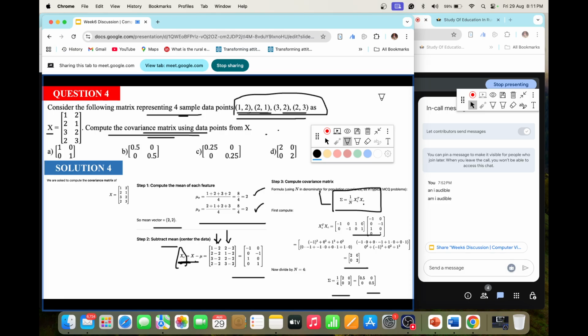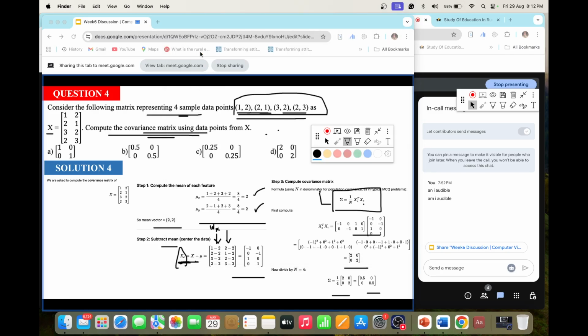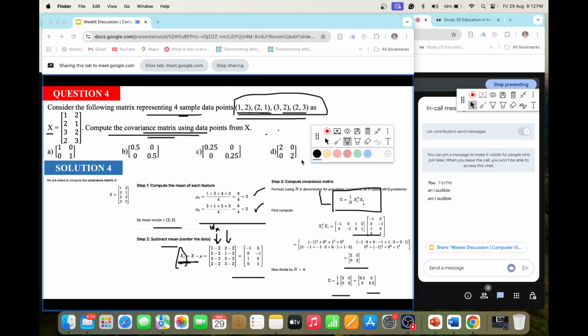So let me again remind you the steps. First you calculate mu x, you calculate mu y, and then you center the data. How do you center the data? You do x minus mu. This mu is a combination of mu x and mu y. So here you put mu x, x minus mu x, and here mu y, y minus mu y. By this you are getting the center matrix, or you are centering the data.